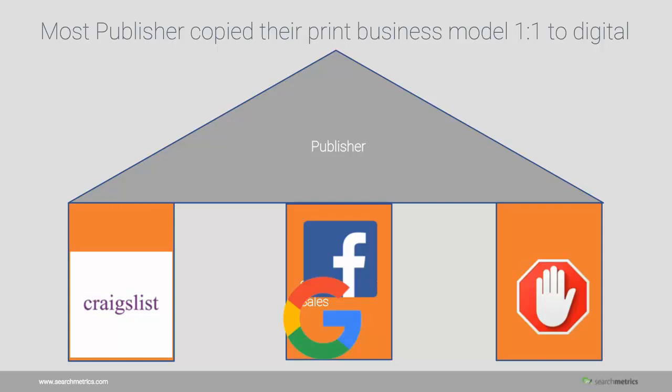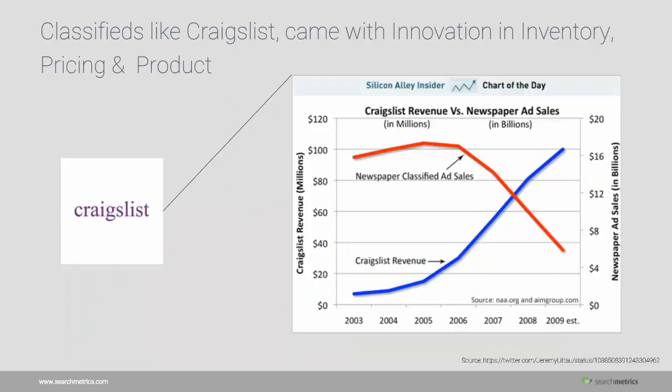And if we just look at the example I just gave with Craigslist, you can clearly see the revenue Craigslist drove since 2005 is impacting heavily the classified ad sales in newspapers, and it clearly says that Craigslist actually stole the whole market. Audience, or pages like Craigslist.